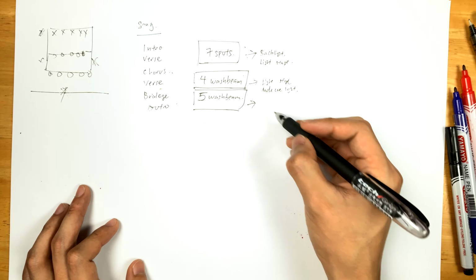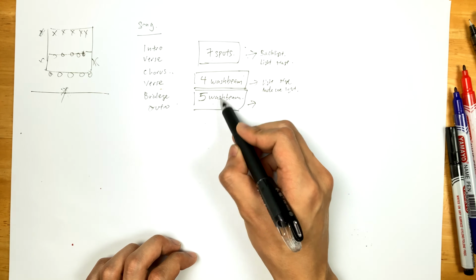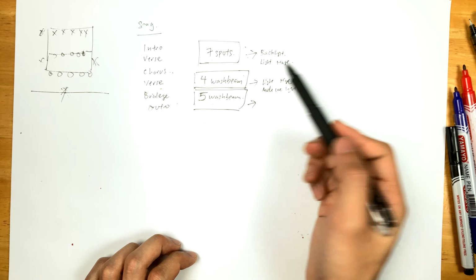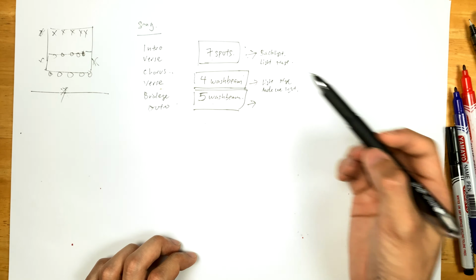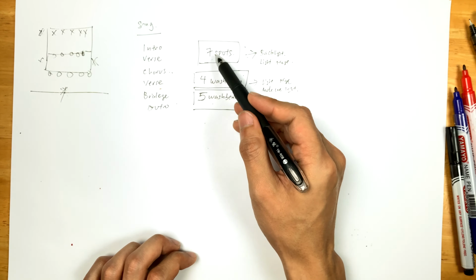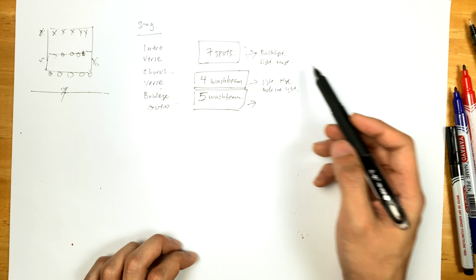Same thing for my 5 wash beams. So essentially I can group these 2 together, and just the difference is that they can be a different color. Just change the color quickly. 4 one color, 5 another color. 7, to save time, I'll just group them as 1, and then I'll just put them all the same color.